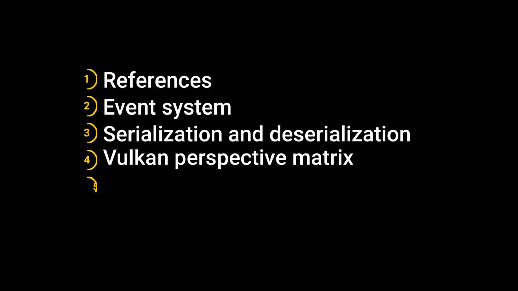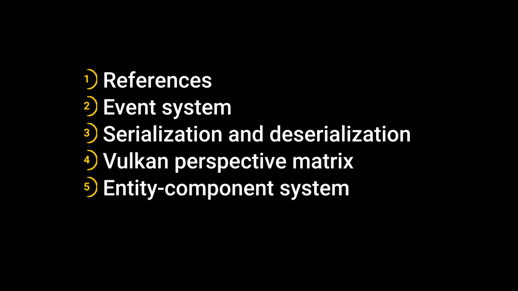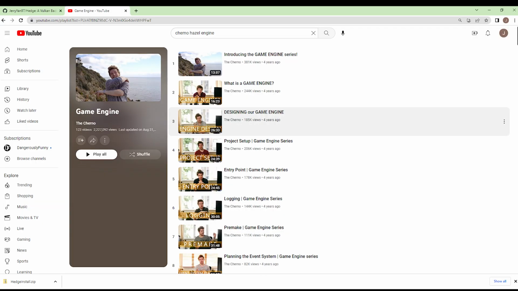Then I want to introduce how I designed the engine and the important points that I hope I knew. It has 5 parts: the useful references, event system, serialization and deserialization, Vulkan perspective metrics derivation, and the entity component system. The first part is the good references that I hope that I knew before.